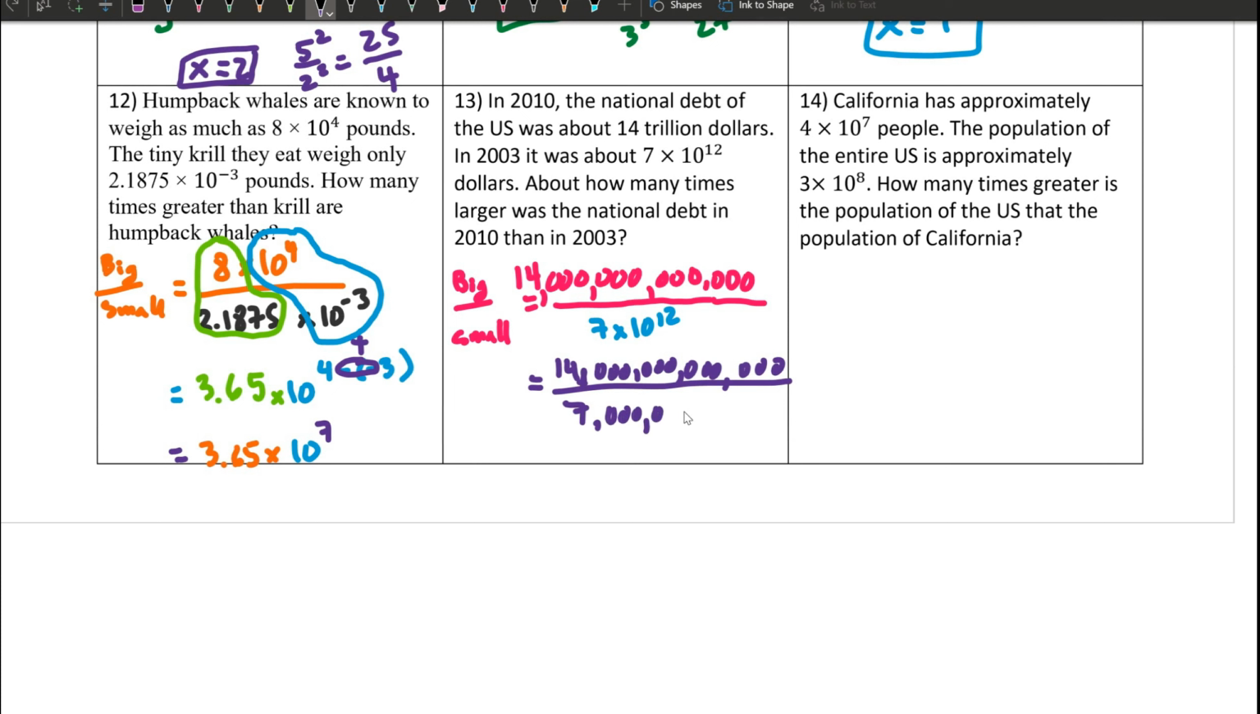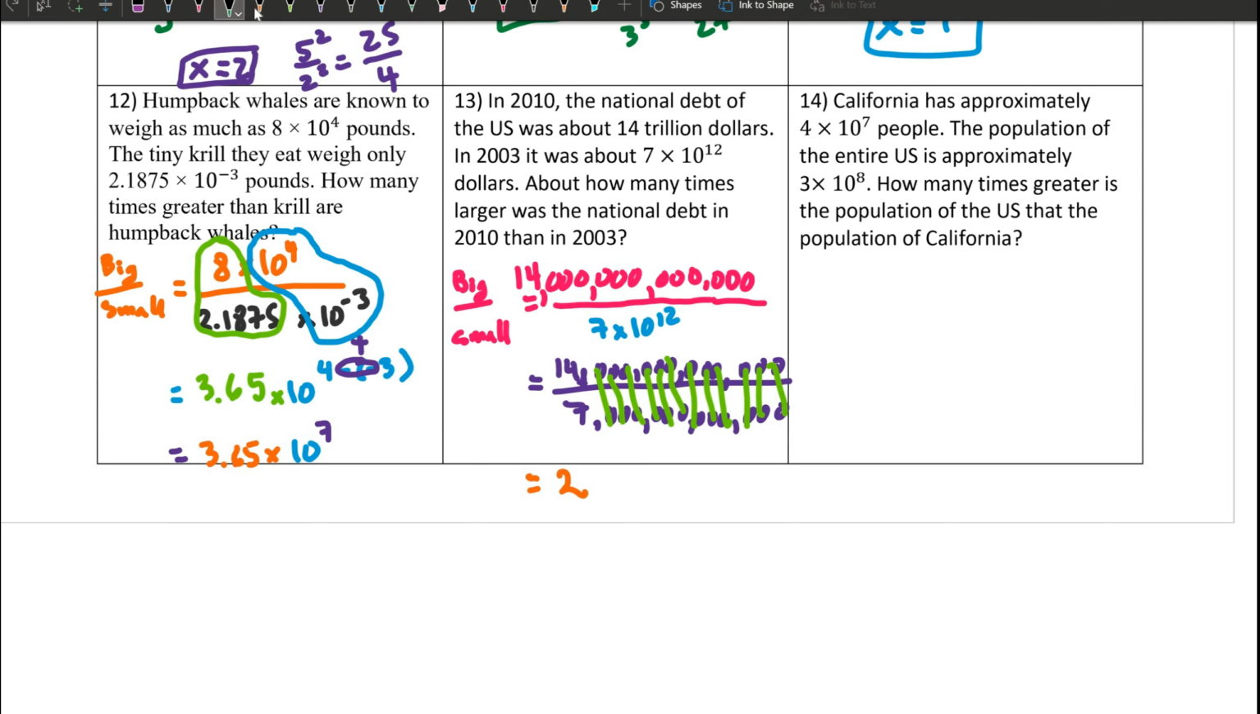1, 2, 3, 4, 5, 6, 7, 8, 9, 10, 11, 12. So obviously 7 times 10 to the 12 power is $7 trillion. 14 trillion divided by 7 trillion, the answer will be 2. 2 times larger. You can reduce the zeros in pairs like this. That will give you 14 divided by 7 is 2. So you can use the calculator.